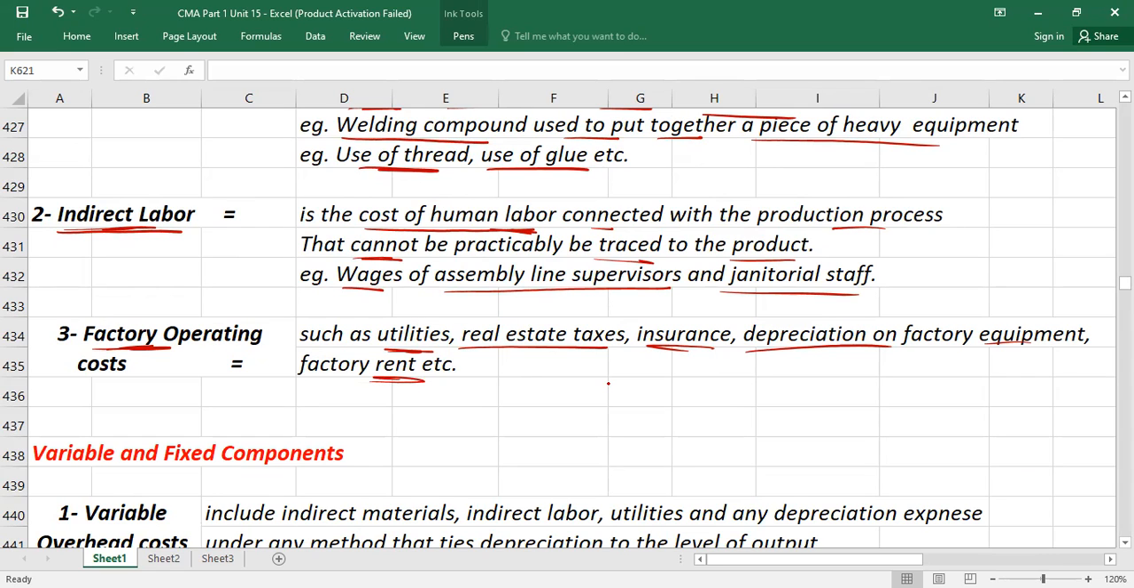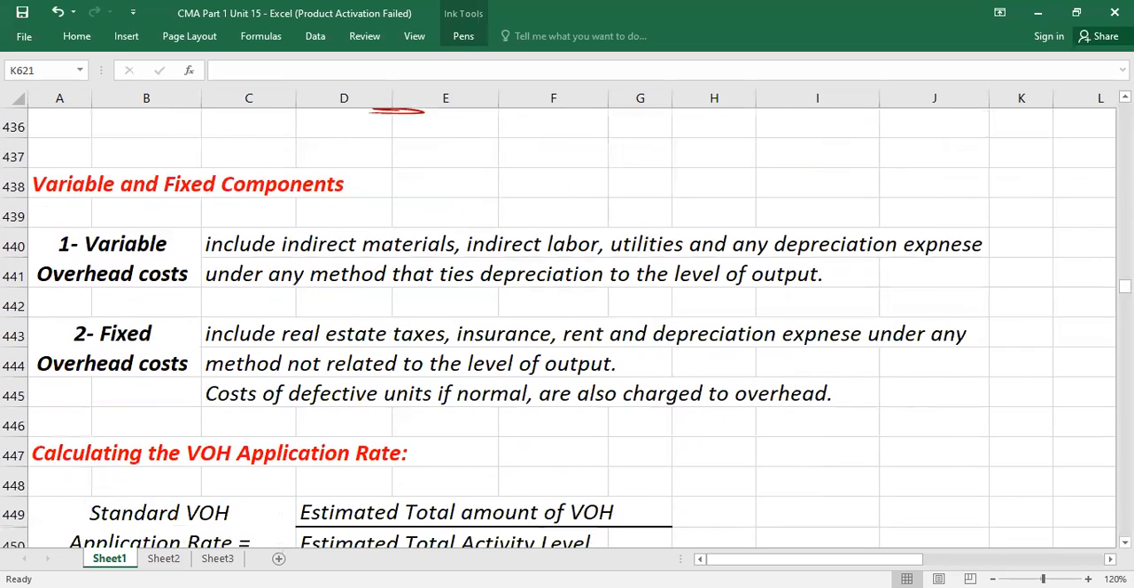All these are called what? Factory operating cost. So now, if anyone asks you how many components there are for overhead, you will say three. You just need to remember these three words: indirect material, indirect labor, and factory operating cost. When you combine these three things, it is called what? Overheads. Now there are two further types of overheads.